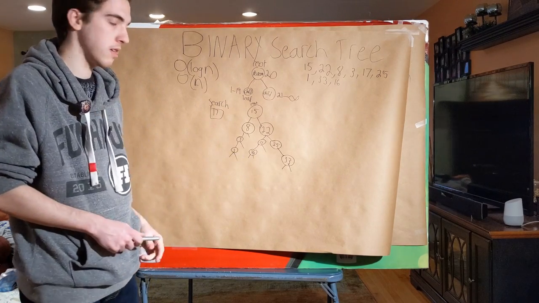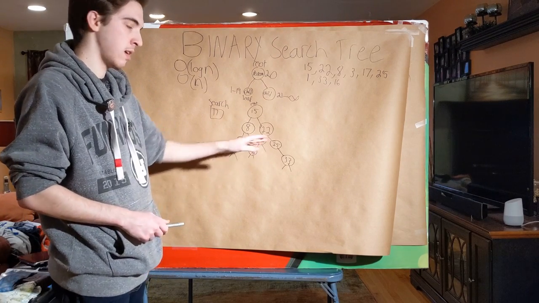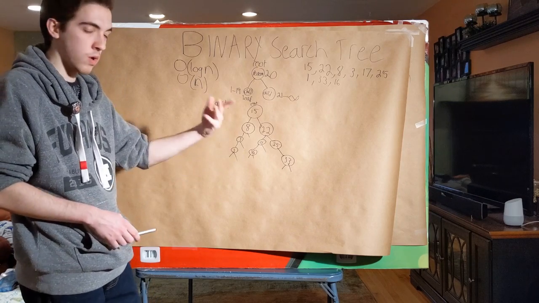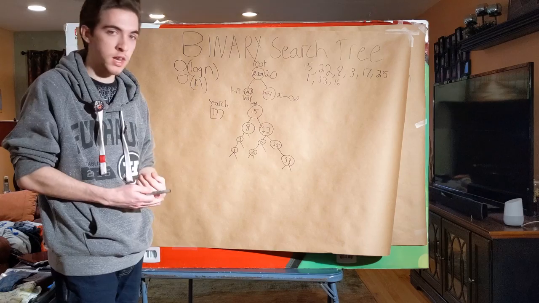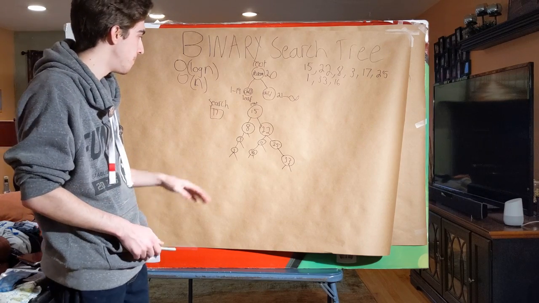So 17 exists. You would take whatever other data you have. Let's say 17 equates to a name, and 17 is John. Let's say all these also equate to names. So that's why you're putting them in there.